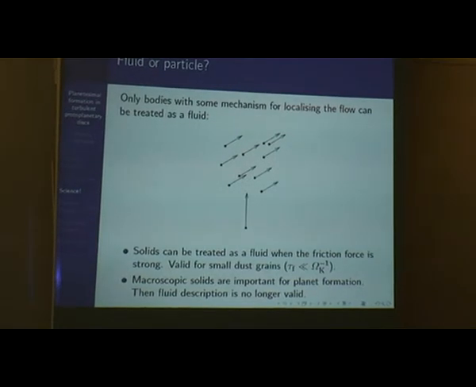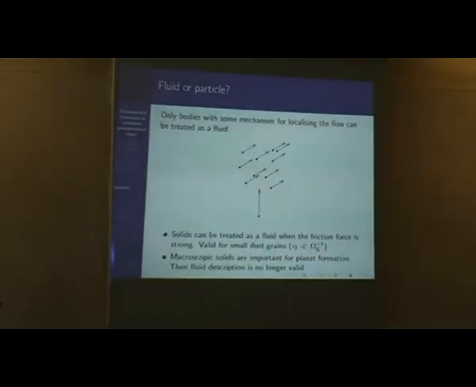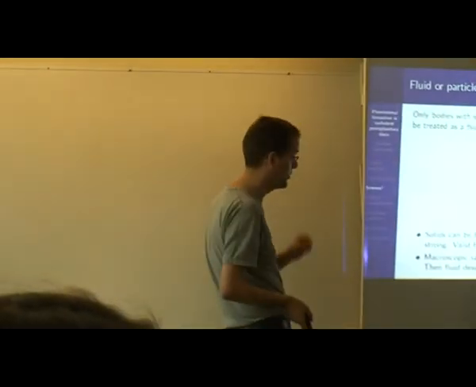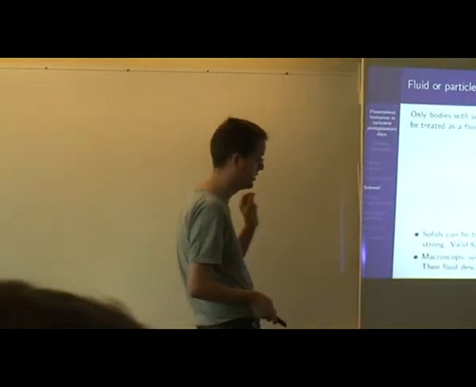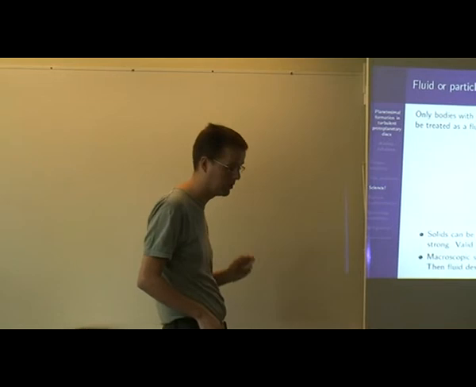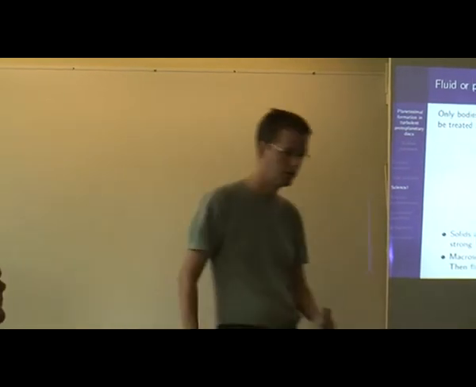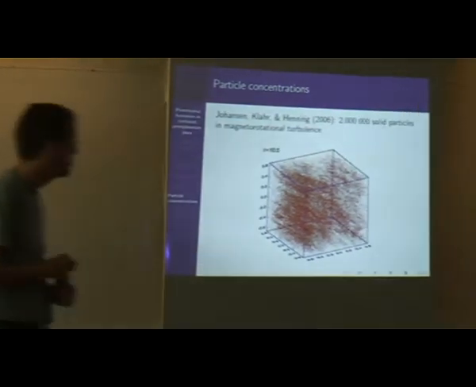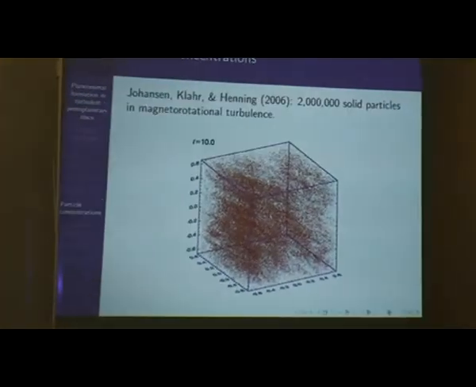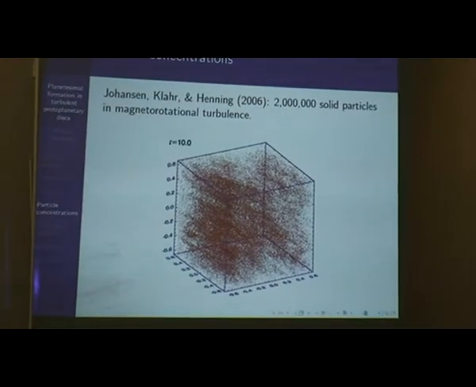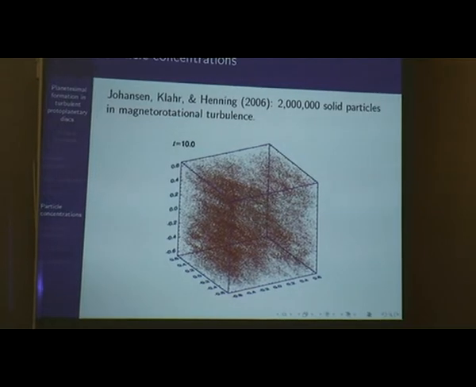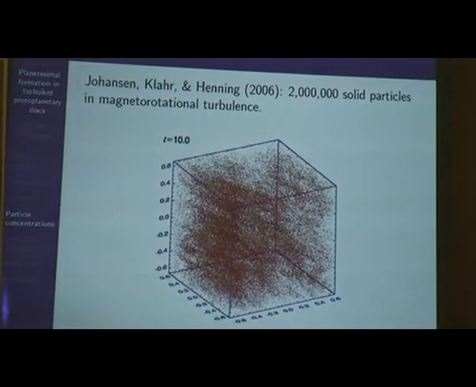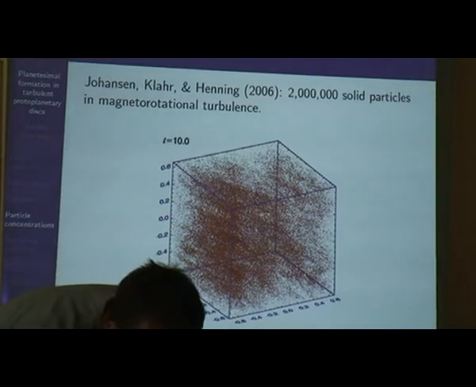So the criterion is more or less that if particles are very, very strongly bound to the gas by drag forces, then you can treat them as a fluid. If the particles are not, then you cannot treat them as a fluid. And in our case, they are not very strongly bound to the gas, so we need to treat the solids as individual particles. But actually, one thing that happens with this is, so this was a paper I had last year where we tried to put solid particles, really numerical superparticles, into MRI turbulence. I'm just going to show the movie.